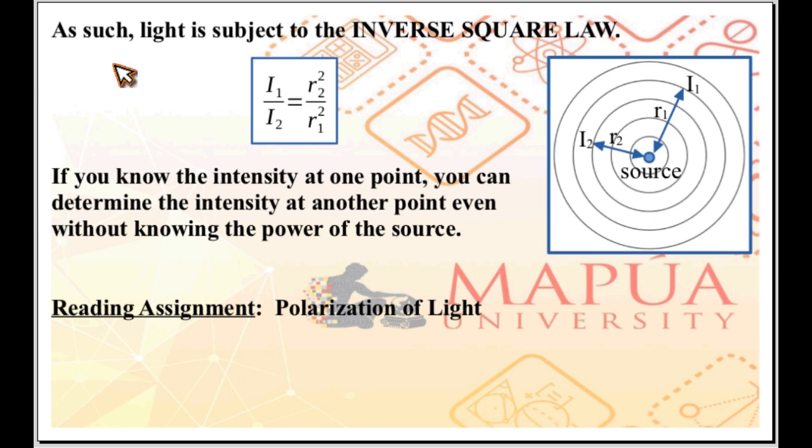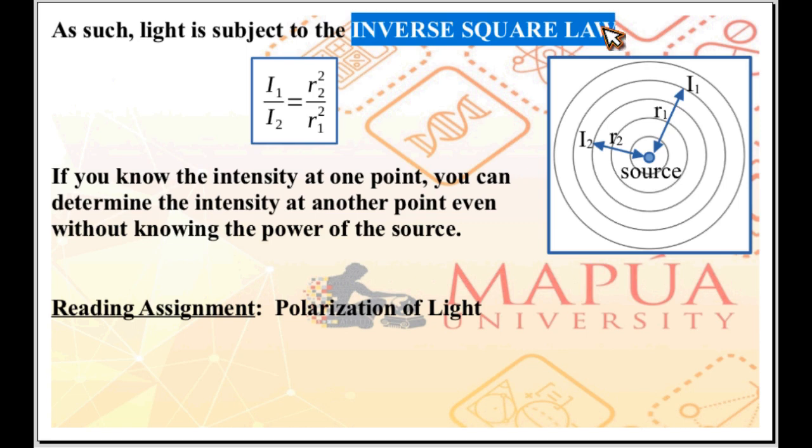So intensity of light, I is equal to power of the source divided by surface area upon which the light is spread out. I is equal to P over A. As such, light is subject to the inverse square law. Say you have the source and we consider 2 points, point 1 and point 2. Point 1 is distance R1 from the source. Point 2 is distance R2 from the source. At point 1, the intensity of light is I1. And at point 2, the intensity of light is I2.